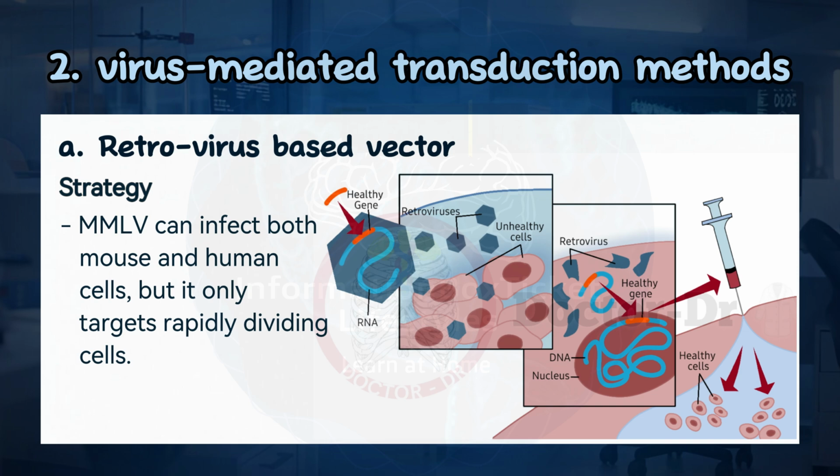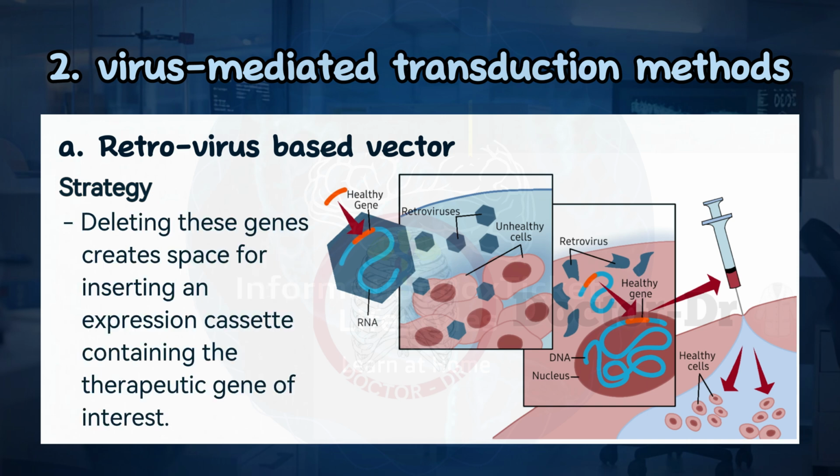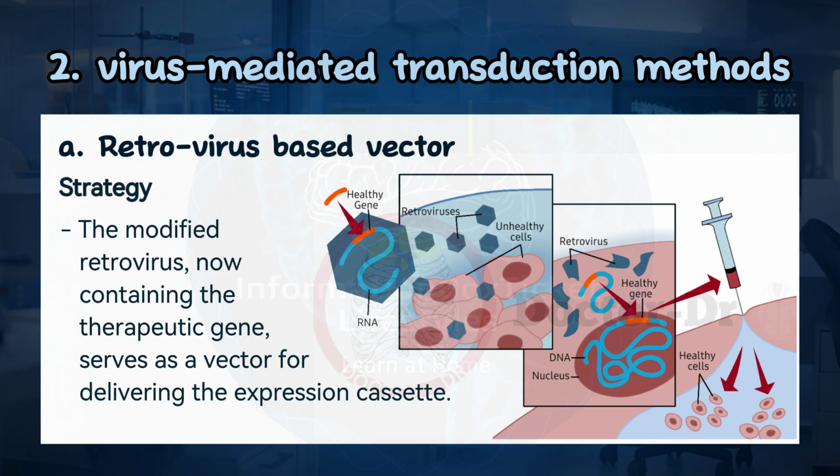MLV can infect both mouse and human cells, but it only targets rapidly dividing cells. Vector development involves deleting the essential genes GAG, POL, and ENV from the retrovirus, making it replication deficient. Deleting these genes creates space for inserting an expression cassette containing the therapeutic gene of interest. The modified retrovirus, now containing the therapeutic gene, serves as a vector for delivering the expression cassette.